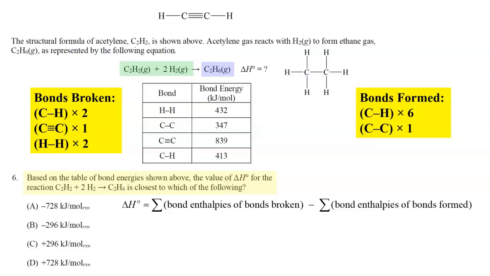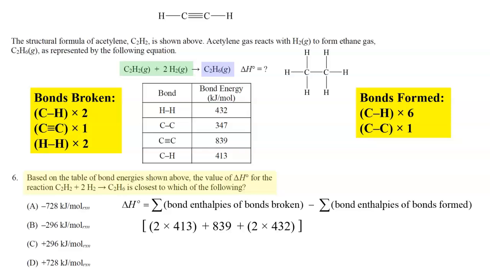So the delta H will equal the sum of the bond enthalpies of the bonds broken. Let's start with that. So carbon-hydrogen has a value of 413 kilojoules per mole. So we have 2 of them, so 2 times 413. And then we have that carbon-carbon triple bond, which has a value of 839 kilojoules per mole. So let's add 839 to our total. And then there are 2 hydrogen-hydrogen bonds, which have a value of 432 kilojoules per mole. So it's going to be 2 times 432. So that will be the sum of all of the bond enthalpies of the bonds broken.